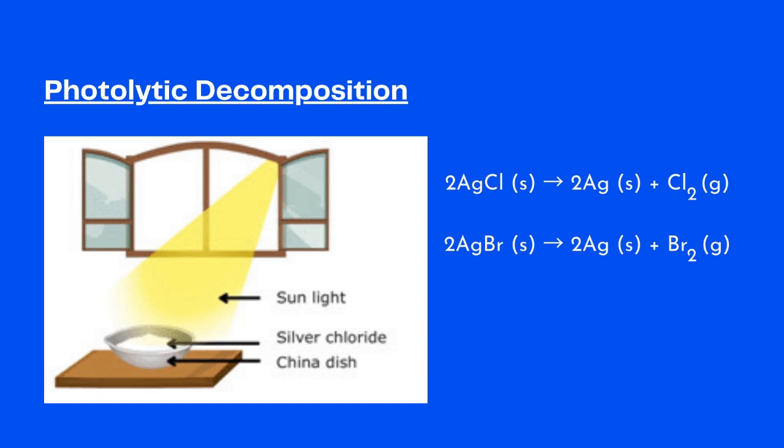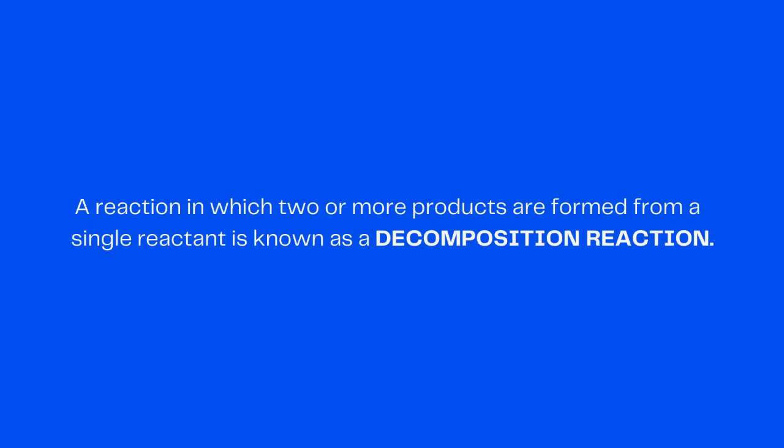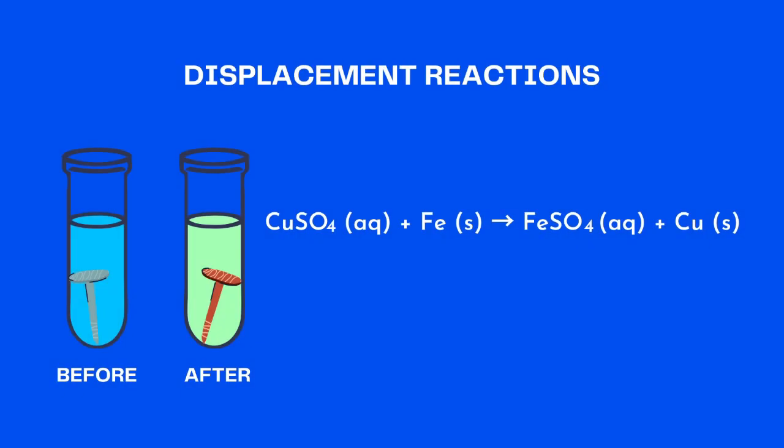Photolytic decomposition. Now we take AgCl, that is silver chloride, in a china dish and leave it under the sun. What happens is this AgCl becomes greyish in color. This is due to the formation of Ag and Cl2. This is the same in the reaction of AgBr, that is silver bromide. Now this silver bromide is used in black and white photography. What do we conclude here? That a reaction in which 2 or more products are formed from a single reactant is known as a decomposition reaction.